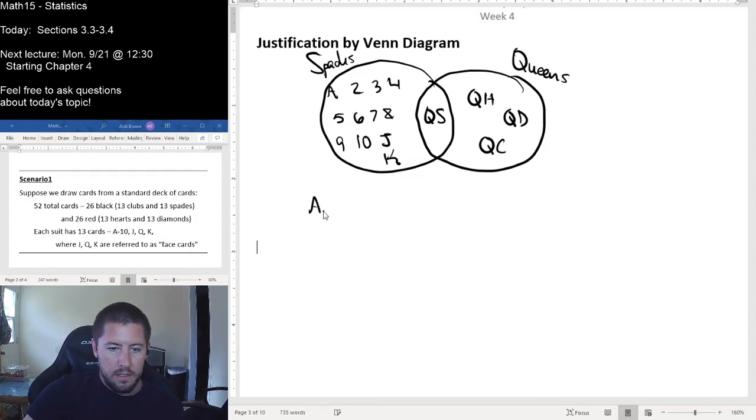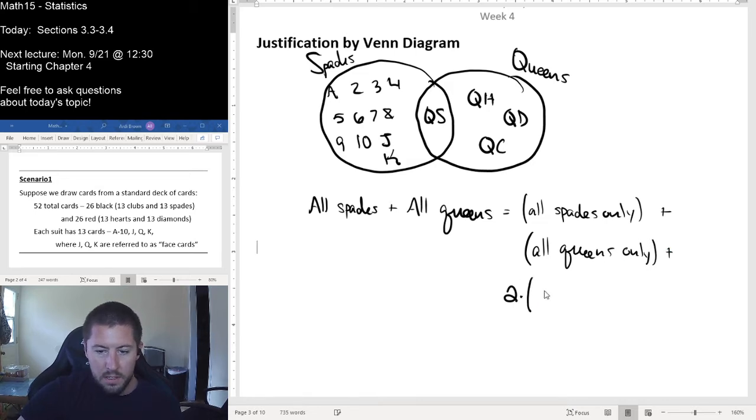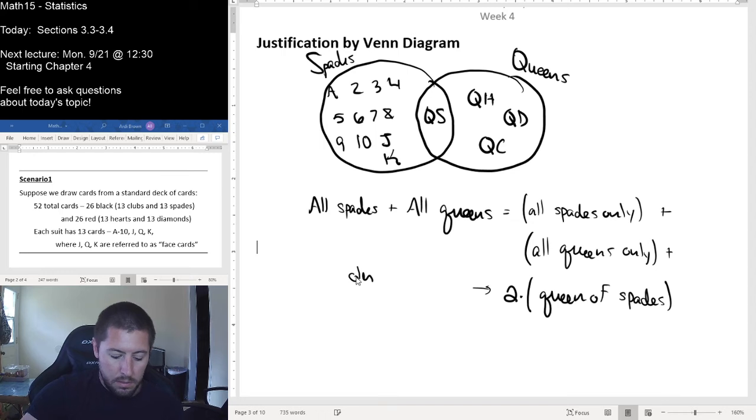So let's say it like this: all spades plus all queens. What did we get? We got all spades only, plus all queens only, plus 2 copies of the queen of spades. All right, and that is our problem right there. Oops, let me write the word only correctly. We only want 1 copy.